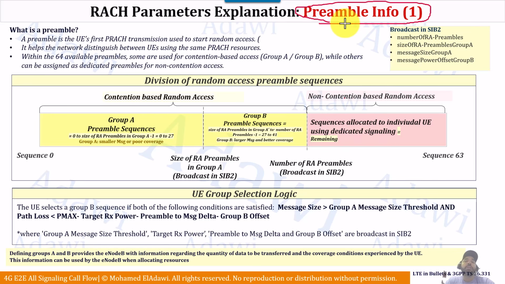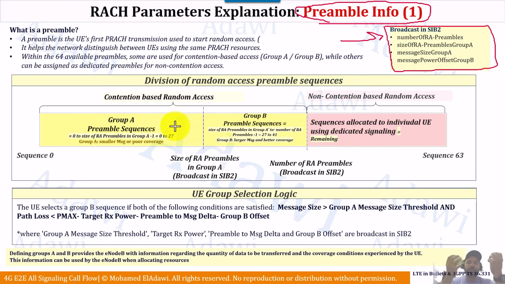Still, the user cannot have a completely random selection. What it means by this is there are many parameters being broadcasted in system information block type 2, which is this one here. I just summarized it here. It's called, for example, number of random access preambles, size of random access preambles, message size group A and power offset group B. Usually the eNodeB will give a kind of blueprint to the user, telling him you need to select, for example, preamble 0 to 27 or 27 to 41, as explained here. Or you can have particular ranges for contention-based or non-contention-based. So how can I read all this?